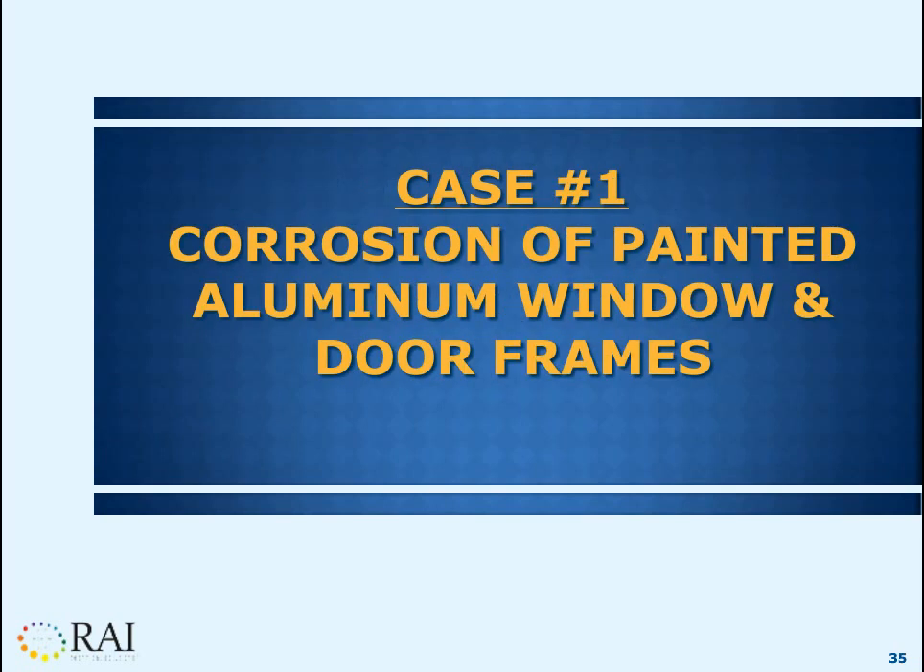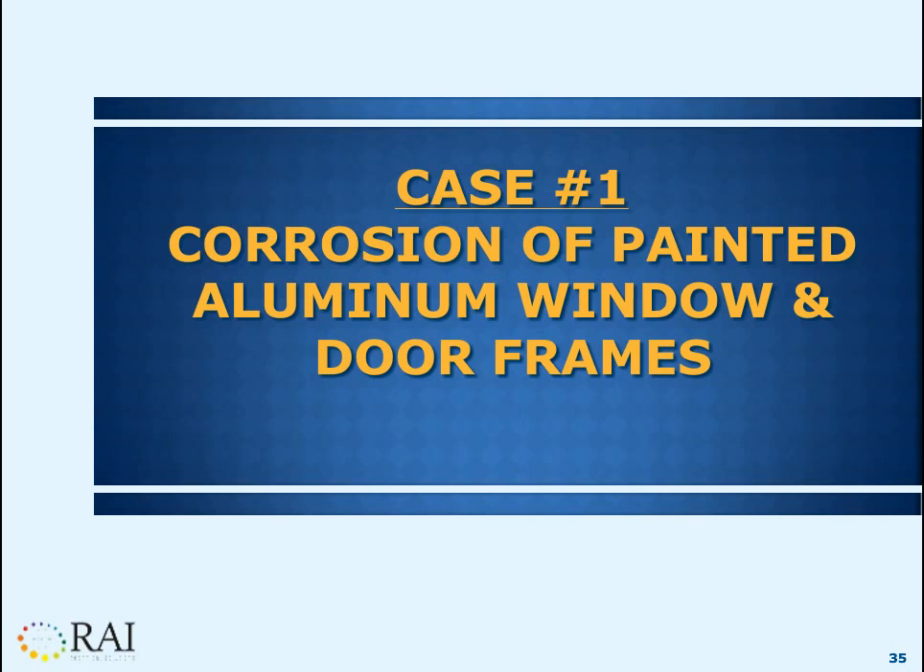Case study number 1 involves the corrosion of painted aluminum window and door frames. This particular case involved corrosion of aluminum extrusions, which I just mentioned. These aluminum extrusion door and window frames were placed in dozens of residential buildings in coastal areas, and they showed excessive and premature corrosion at cut edges of the window and door frame sections.